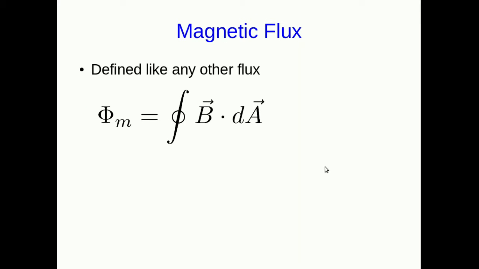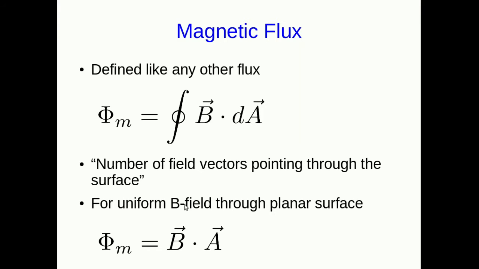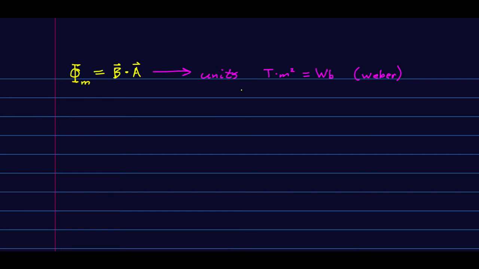So a magnetic flux is defined just like any other flux. You take that general definition with a vector V and you just replace that with the magnetic field vector B. And you can think of it sort of as a number of field vectors pointing through the surface. Now remember, that's really infinite, but it's proportional to the area of the surface and it's proportional to the strength of the field. And for a uniform B field through a planar surface, then we just have a nice simple dot product. It's worth taking a moment to look at the units.